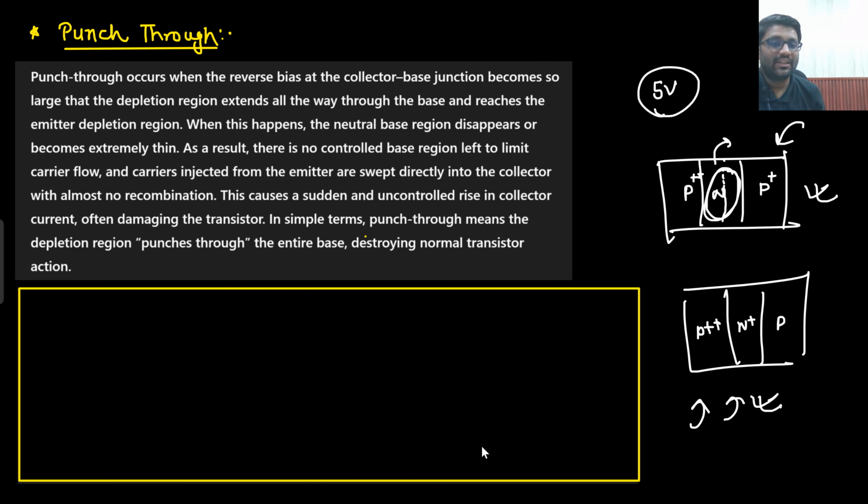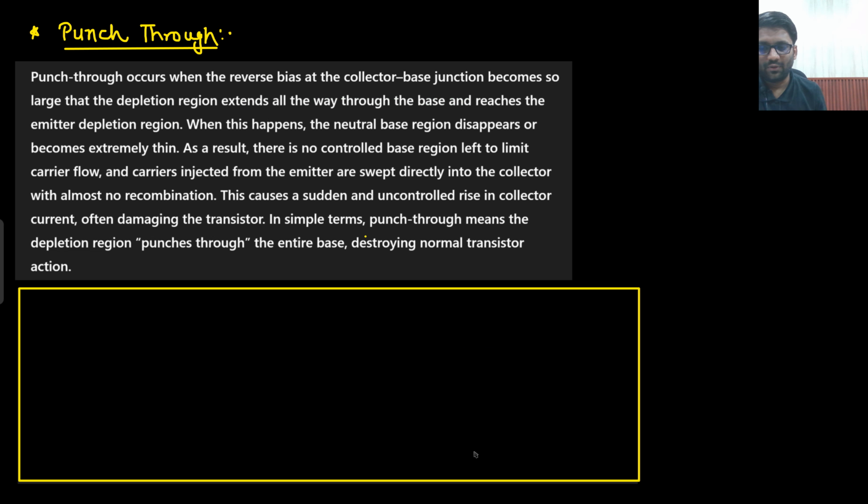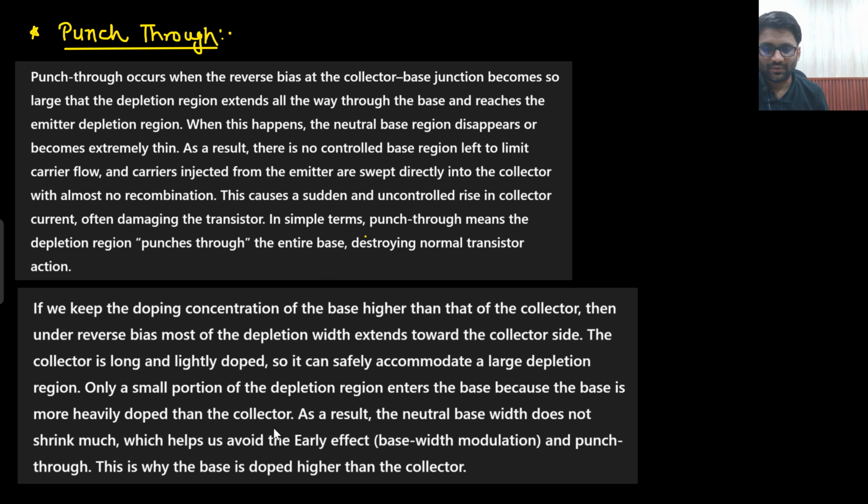So to avoid base width modulation or to avoid punch through, we keep the base doping larger. This is the reason, not the fabrication. Again, a very, very important point. I don't know why it is taught in the wrong manner everywhere. So this has been written here: if we keep the doping concentration of the base higher than that of the collector, then under reverse bias, most of the depletion width will be extended toward the collector side.